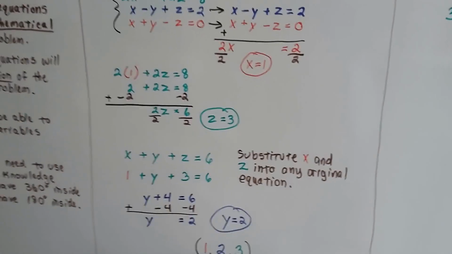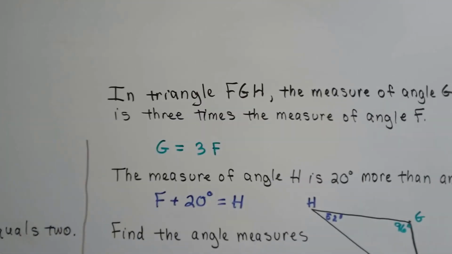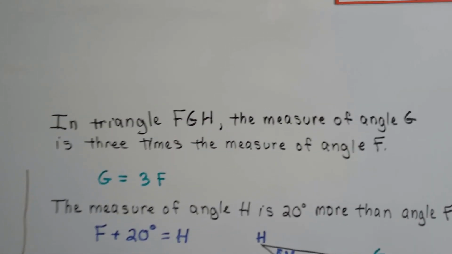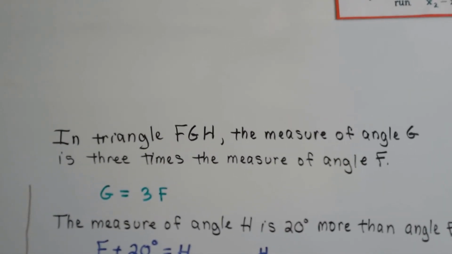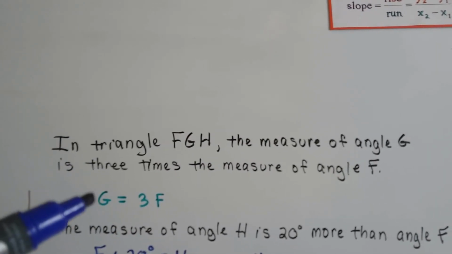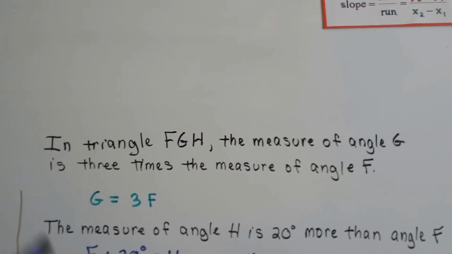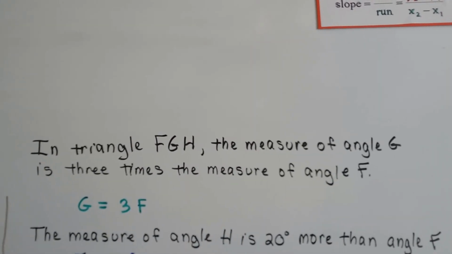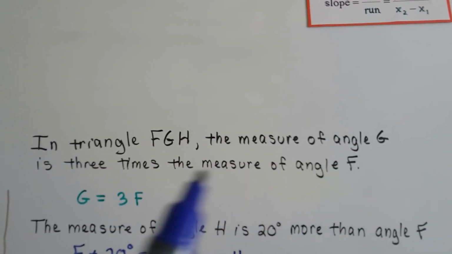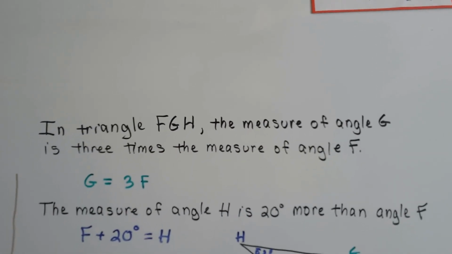All right? Now, let's take a look at this one. It says in triangle FGH, the measure of angle G is 3 times the measure of angle F. So whenever it says the word is, that means equals. So that means G equals 3F. It's 3 times the measure of angle F. So if it's 3 times bigger, that means if you had 3 of the F's, it would equal the G. See? So we have G equals 3F.